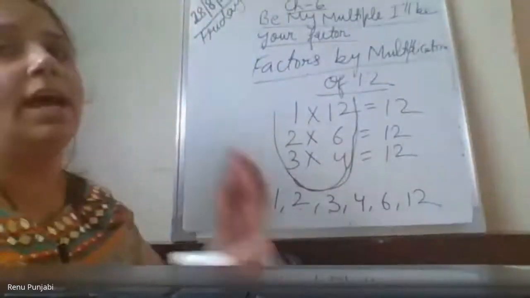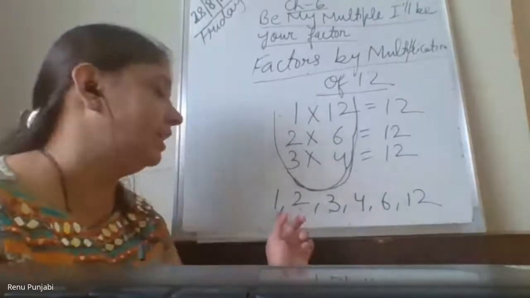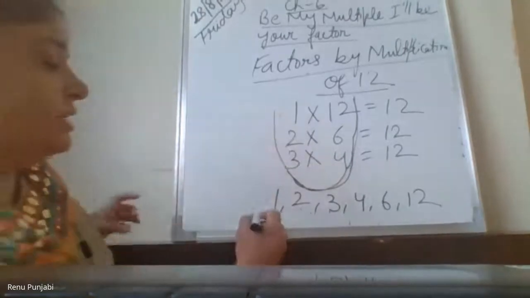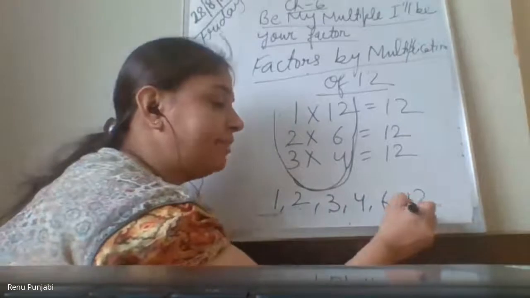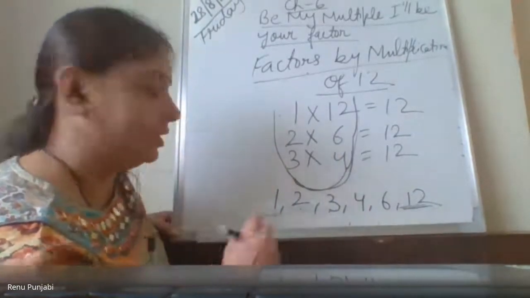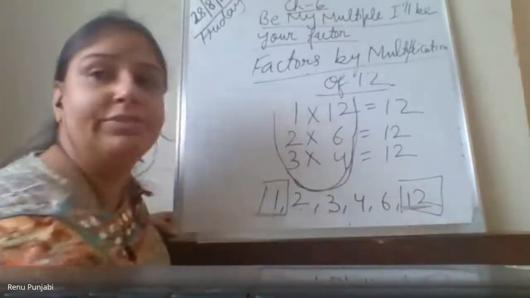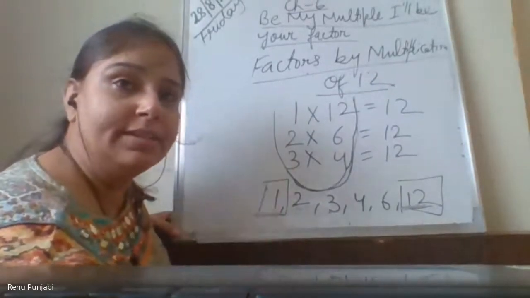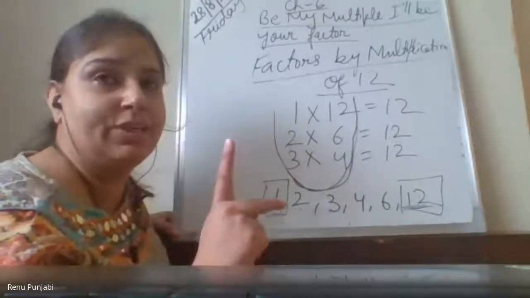So first I want to tell you that every number has 1 as a factor. 1 is always a factor of every number and the number itself is always a factor of every number. Please note this thing. Two factors are fixed. One is 1 and the other is the number itself. If I give you to find the factors of 13, then 1 and 13 are fixed. Two factors are fixed for every number.